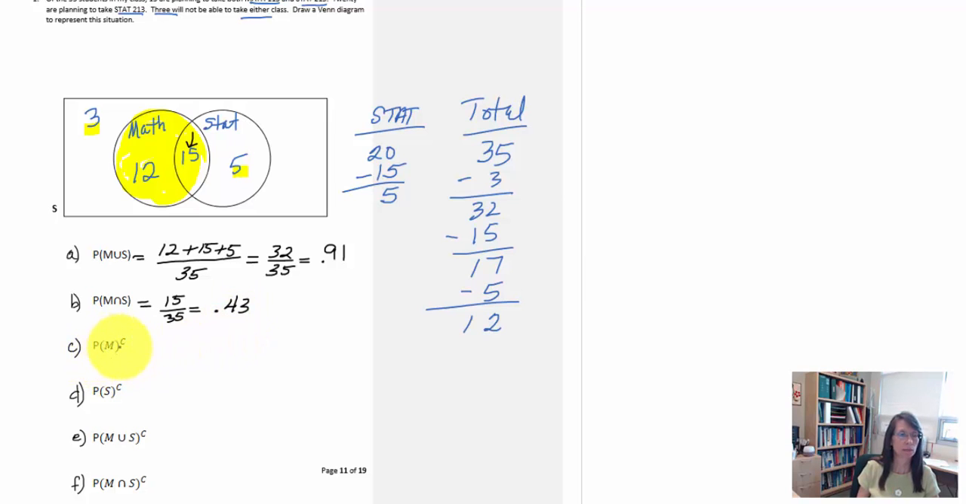In example C, we have complements being used. So we're looking for the probability of the complement of taking a math course. In other words, not math. So we would find 12 added to 15 makes 27. So out of the total, we need to take 27 away because 27 students are taking math. So 35 minus the 27 divided by the total number of students, which is 35. So that gives us 8 out of 35. And 8 divided by 35 gives us 0.23.